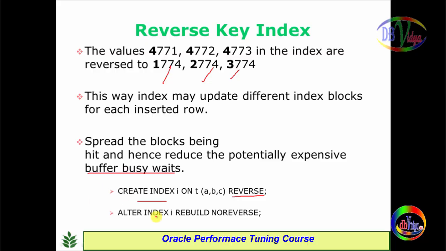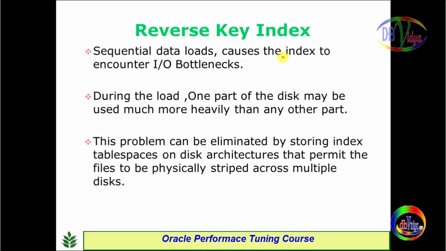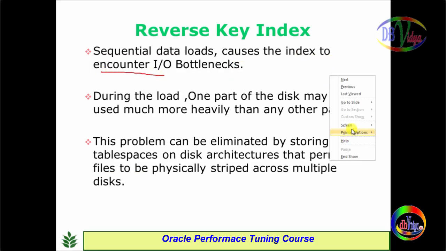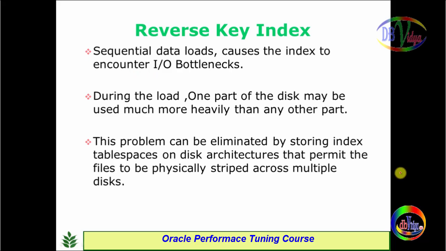Okay, all other operations are the same. You can create, you can drop, you can rebuild, all are the same. Sequential data loads cause the index to encounter IO bottlenecks. IO bottlenecks will be there just because in one part of the disk all end users' data is heavily concentrated and processes are competing for that particular part of the disk.